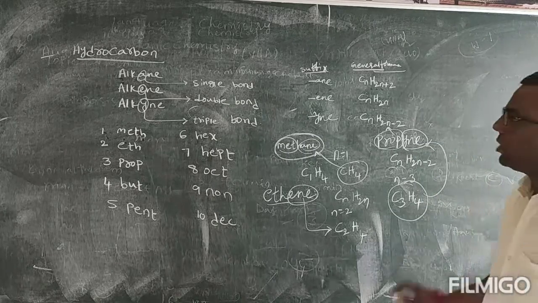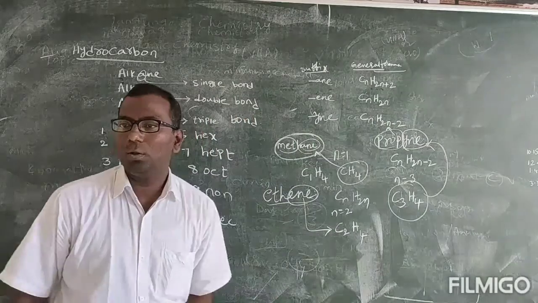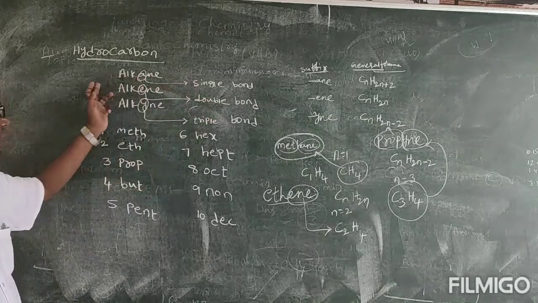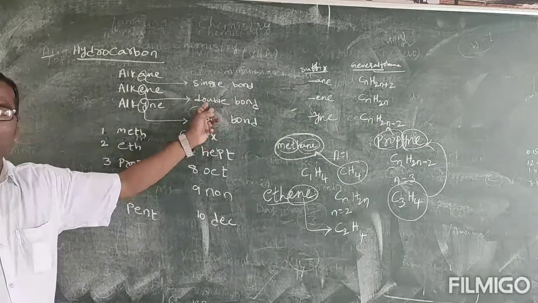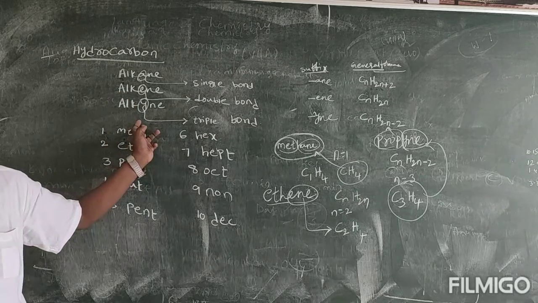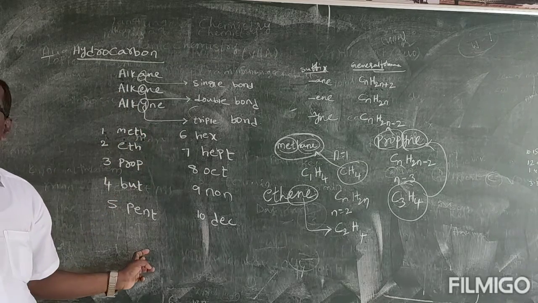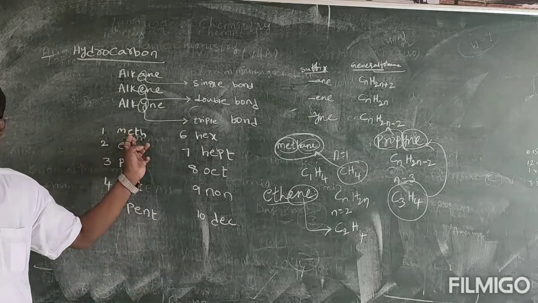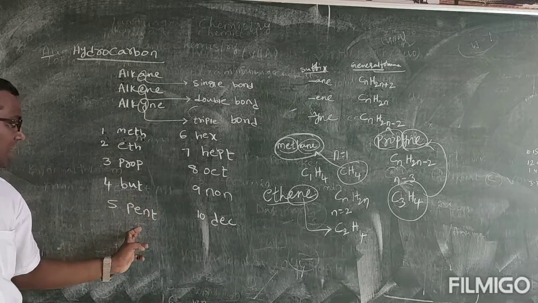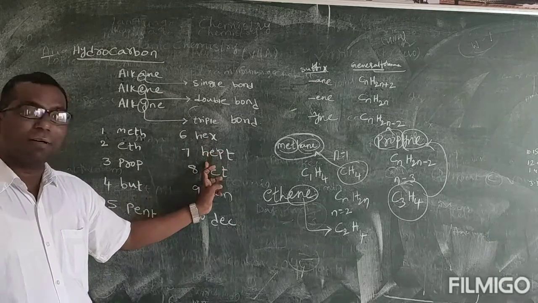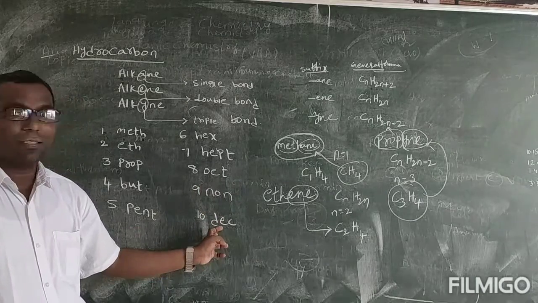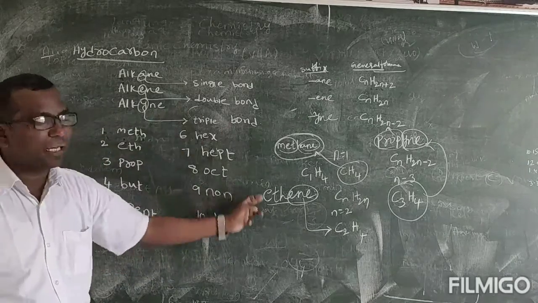Okay. So now you have learned till now what a hydrocarbon is. If single bonds are present, they are called alkanes. If a double bond is present, they are called alkenes. If a triple bond is present, they are called alkynes. And how the root words are given: 1 carbon meth, 2 carbons eth, 3 carbons prop, 4 carbons but, 5 carbons pent, 6 carbons hex, 7 carbons hept, 8 carbons oct, 9 carbons non, 10 carbons dec. So this is the way we are doing.